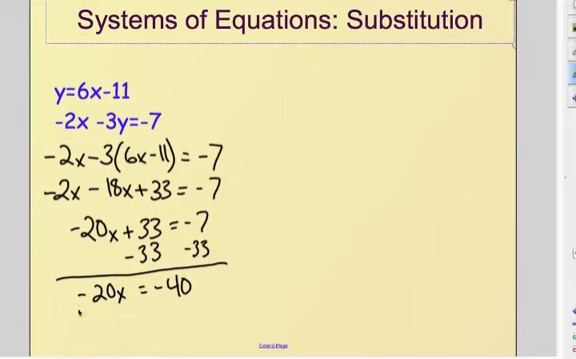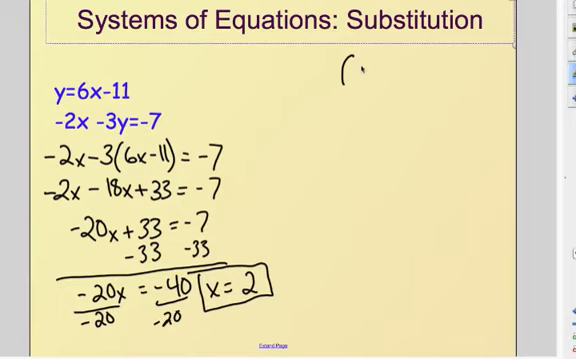Negative 40, look at that. That's a factor of 20. So we have x equals 2, because negative divided by negative is a positive. 40 divided by 20, we get 2. So that's our x value. In my coordinate point, I know one of my answers for x is going to be 2.